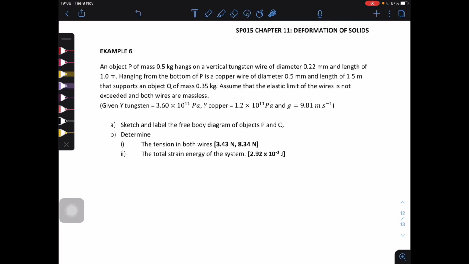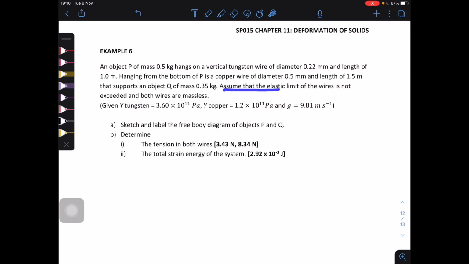Okay, next one, example 6. An object P of mass 0.5 kg hangs on a vertical tungsten wire of diameter 0.2 mm and the length of 1 meter. Hanging from the bottom of P is a copper wire of diameter 0.5 mm and length of 1.5 meter that supports an object Q of mass 0.35 kg.